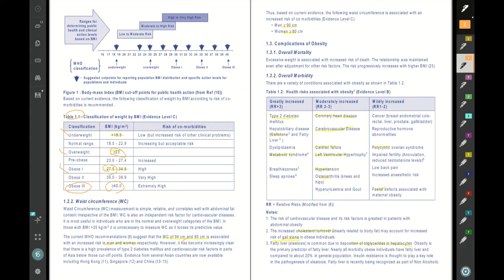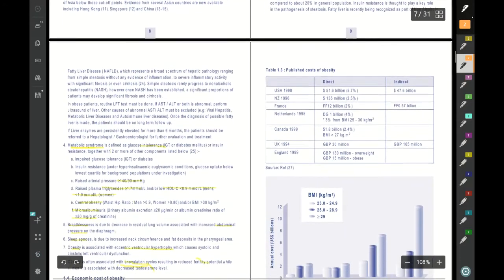So what are the health risks associated with obesity? People with obesity can have diabetes, gallstone, metabolic syndrome, coronary heart disease, cerebrovascular disease, cardiac failure, hypertension, osteoarthritis because of the weight bearing at the knee, and then some others like polycystic ovarian syndrome and fetal defect. Alright, so this one we can skip.